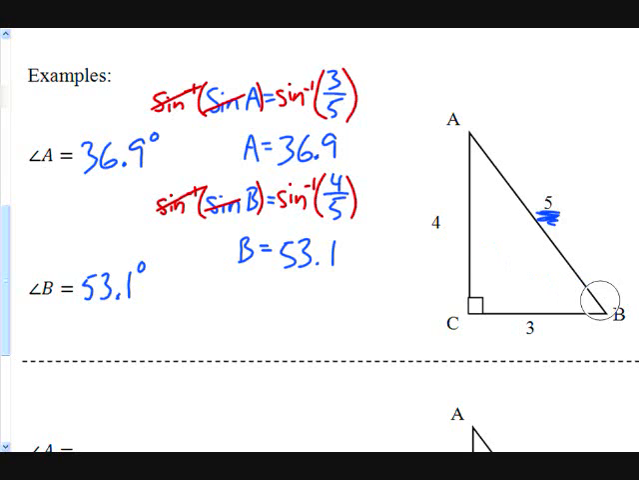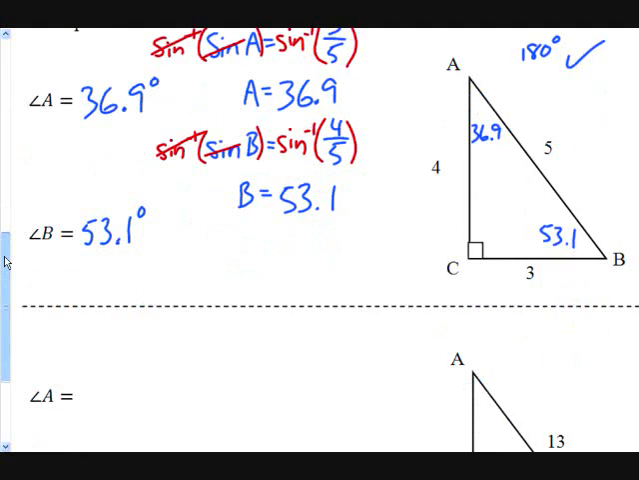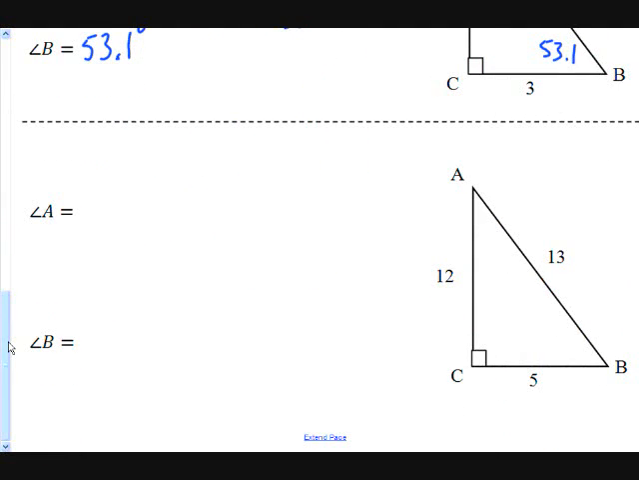So we can easily check this by taking my 3 angles. I've got the 90-degree angle, the 36.9, and the 53.1. And if I add those up, it does equal 180 degrees. So I know that I've done this correctly. Okay? The last example here, again, we're going to set this up the same way.